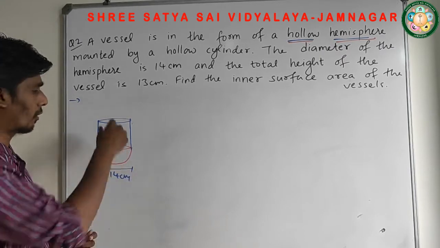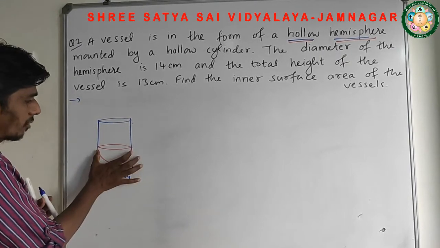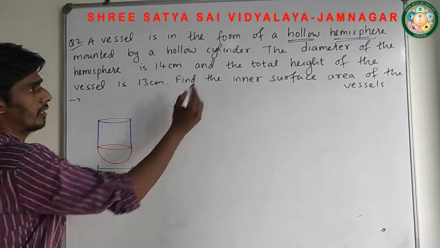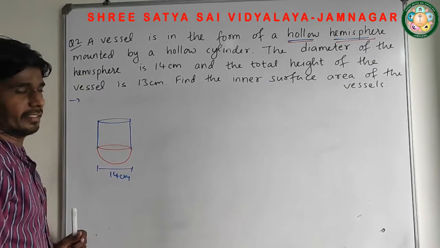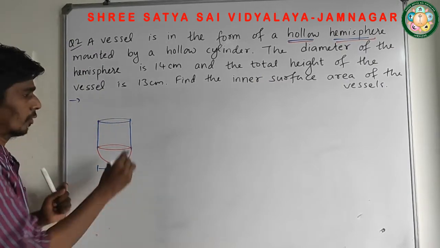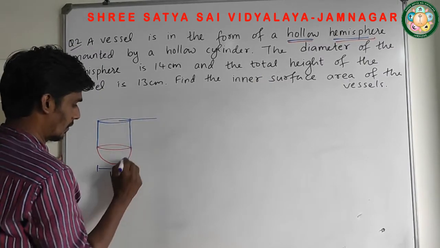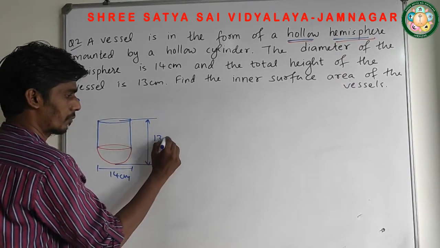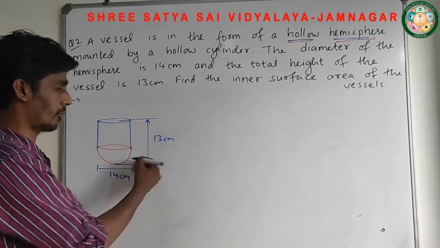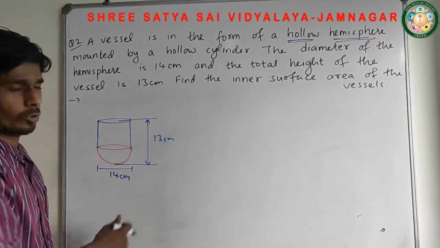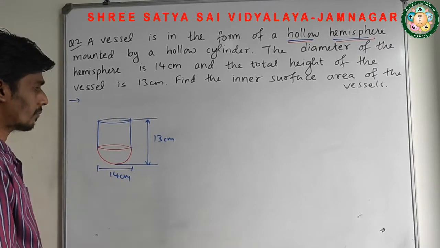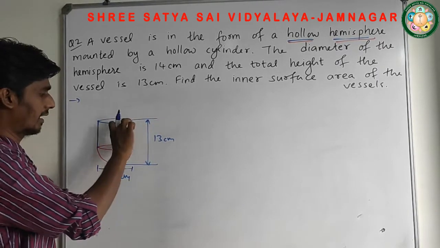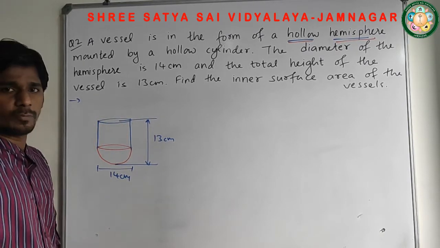The diameter of both will be the same. Whatever the cylinder's is, the hemisphere's will be the same. So diameter is 14. The total height of the vessel is 13. The total height of this whole vessel is given. When you solve this question in your book and exam, you have to draw the diagram as per this only. So the total height is 13. Now I don't know the height of the cylinder. So first of all I have to find the height of the cylinder.